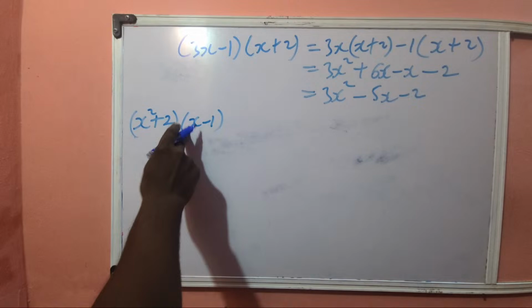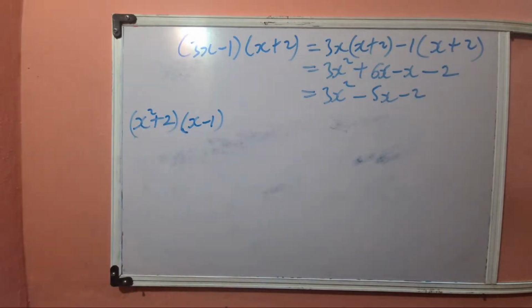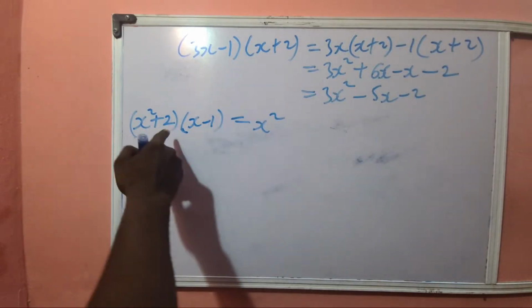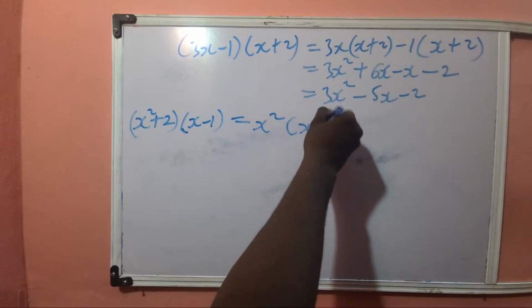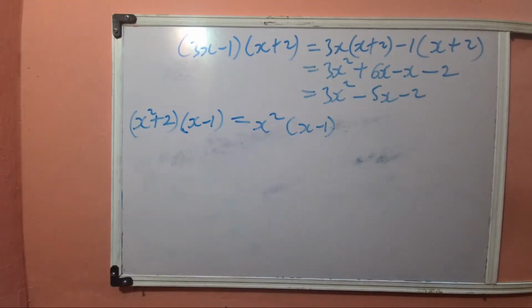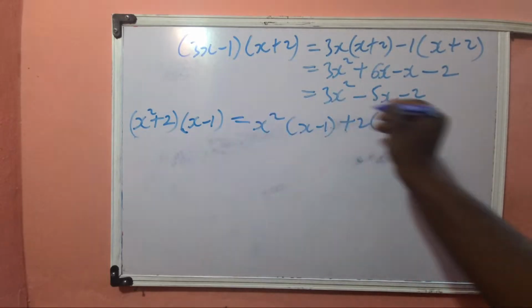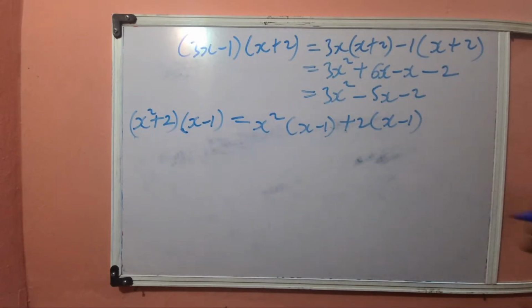So how do you solve this polynomial? You are asked to multiply these two polynomials together. What you do is still the same thing. You pick the first value here, that's x squared, and use it on all the values here, x minus 1. Then you go home with the other value, that's plus 2, and you use it for everything you have there, x minus 1.